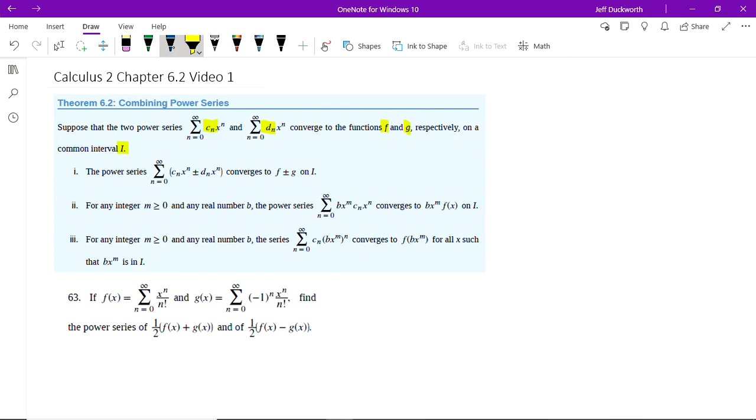Our first one here is going to be sum and difference, where we simply are adding or subtracting the different power series or the different values together. And we're going to get the same thing, f plus or minus g. So if we're adding, we're going to get a plus. If we're subtracting, we're going to get a minus on that I. Not too terrible. You've done other things that are going to be similar to that.